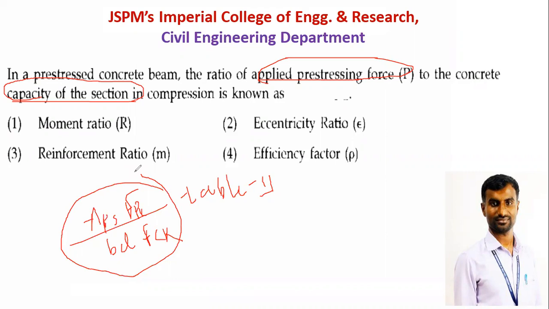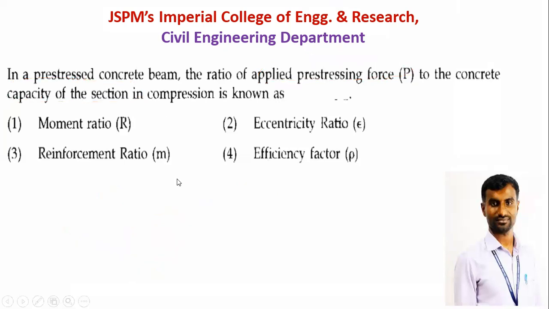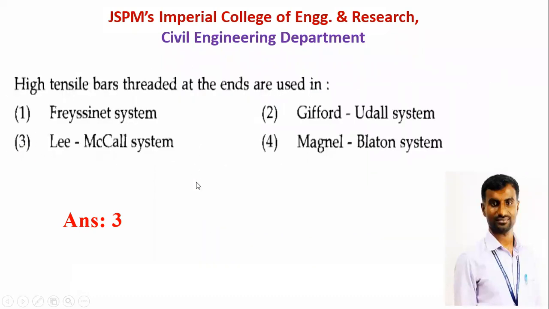So what did we call this? That is the effective reinforcement ratio. So here the answer is option 3, reinforcement ratio. As per the clause, this is the effective reinforcement ratio. Option 3 is the answer.